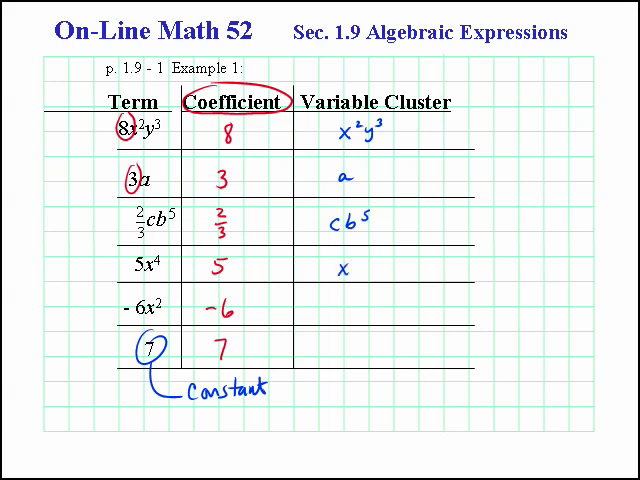Here, x to the fourth. So it's the exponent along with the variable. Here, x squared. And here, of course, there is none. There's no variable cluster there. Simple enough? I hope so. Let's move on.